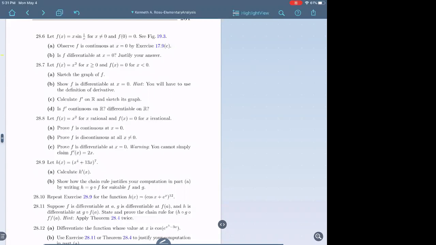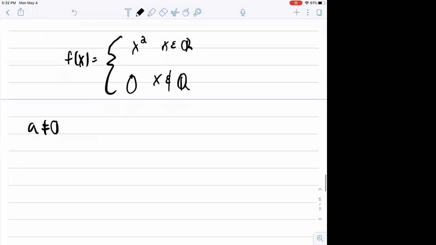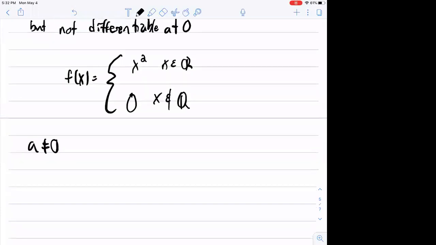So, honestly, if I were going to do this, I might as well just do C. Let's prove it's differentiable at 0, and in fact, you can show it's not differentiable at a not equal to 0. Let me just do more than what the problem asks. I'll let you prove the continuity parts by yourself. Not differentiable at a not 0.